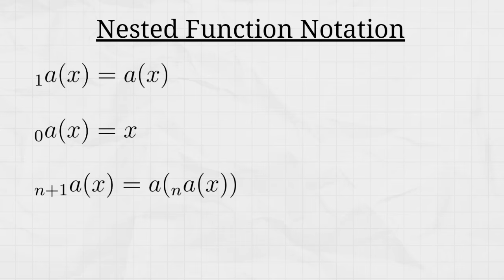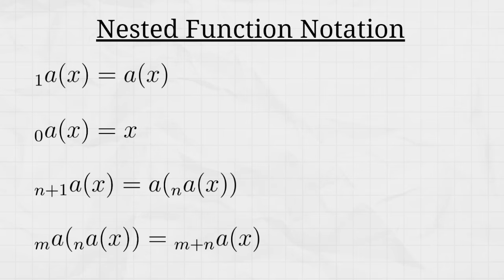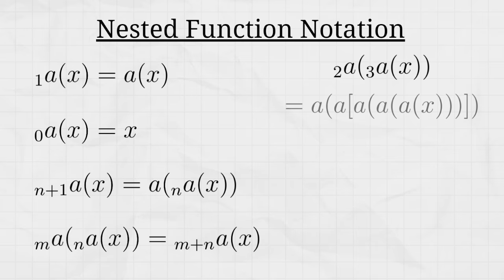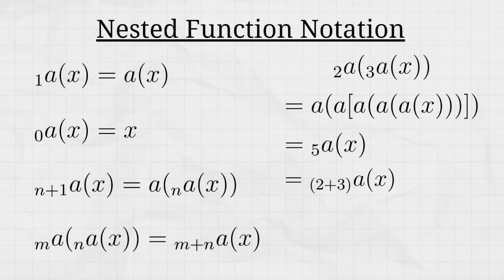Lastly, we have this very important rule. Sub m of a of sub n of a of x equals sub m plus n of a of x. This one is pretty intuitive. As an example, if we nest 3 copies of a function inside 2 copies of that same function, there will be 5 copies of that function in total. The iterative rule we just saw is actually a special case of this rule, where m equals 1.